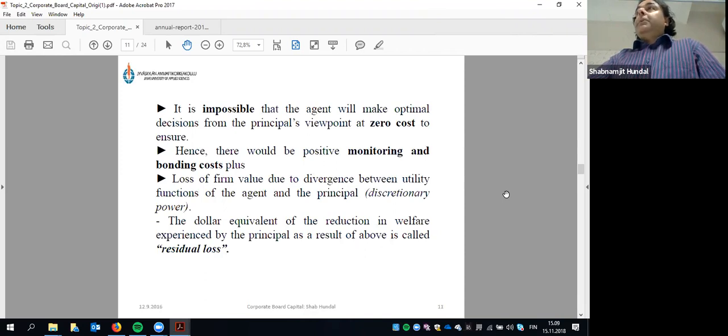That is called a proxy. In the same way, if you want to measure the agency cost, it's very, very difficult per se. But can we create some proxies to measure the agency cost? The one is monitoring cost.